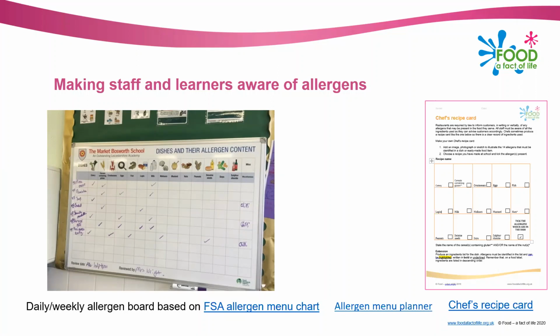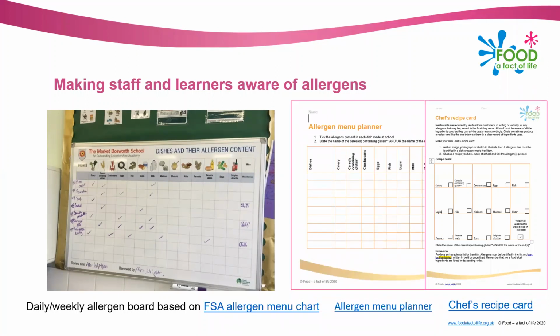There are some resources on the website that will help the pupils do this themselves. We've got a chef's recipe card up there, which is one, and then this one is an allergen menu planner, and both of these have been adapted from FSA resources. They'd be quite useful to get the pupils starting to think about what the allergens might be in the recipes and just getting this general awareness of allergens. It's not just thinking about a particular pupil with an allergen, but making sure everybody is aware.